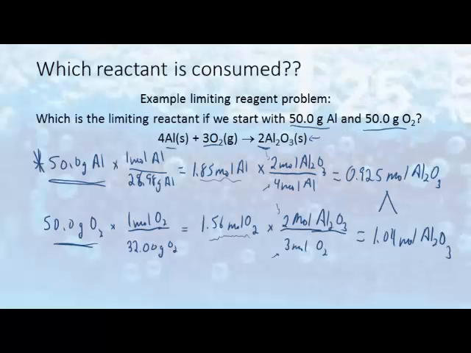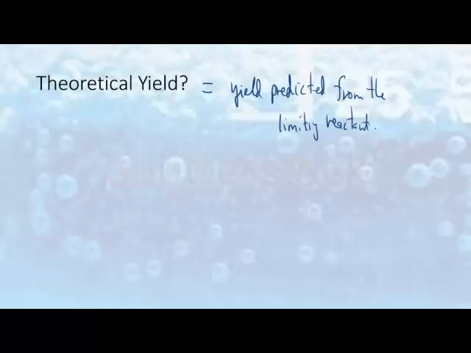The theoretical yield for the reaction is going to equal the yield predicted from the limiting reactant. So you always use, in this particular case, this molar amount of aluminum oxide, and convert that to grams to determine your theoretical yield in grams. You would not use this because that's more than you can make. Always use the smaller amount, the amount that the limiting reactant can make, to determine your theoretical yield.